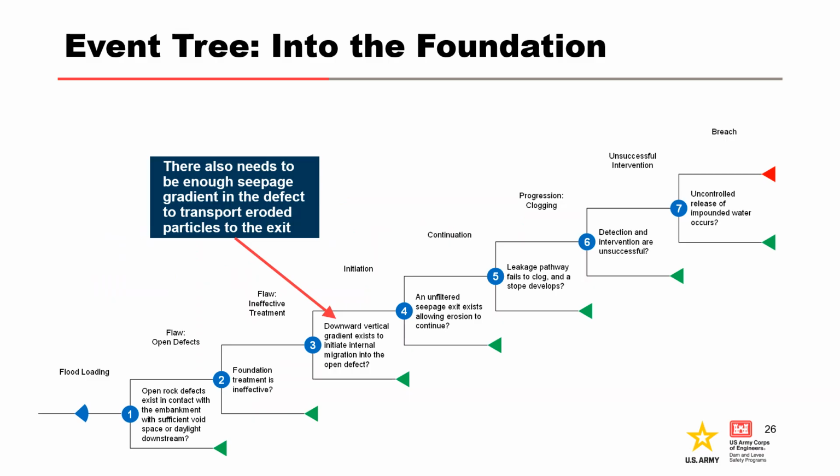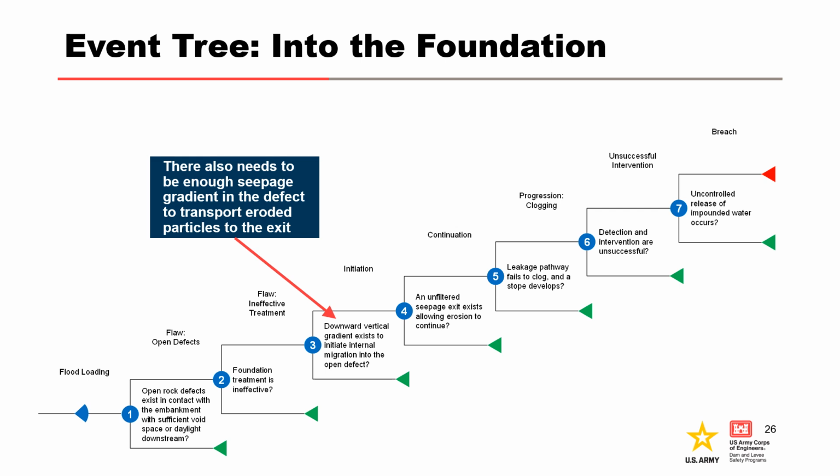Here's the event tree for evaluating internal migration into rock defects in the foundation. Node 1 is the first flaw node. An open rock defect exists in contact with the embankment that has sufficient void space or that daylights downstream. Node 2 is a second flaw node. The foundation treatment is ineffective. Node 3 is initiation. A downward gradient exists to initiate internal migration into the defect.